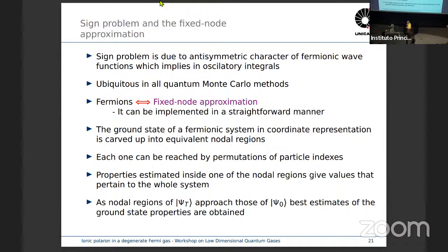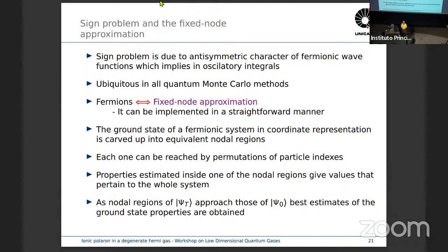Let me talk about the famous sign problem. At least in my area it is famous, because it's ubiquitous in all the quantum Monte Carlo methods. We have this problem when we are trying to compute quantities related to problems that have fermions in them. The sign problem arises because of the antisymmetric character of the fermionic wave functions, which implies having very oscillatory functions, very oscillatory integrals.